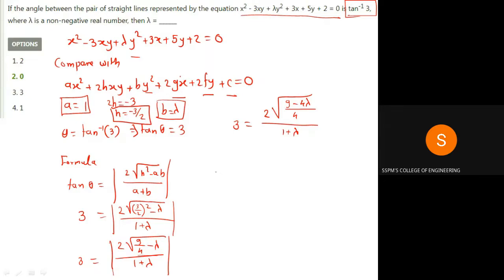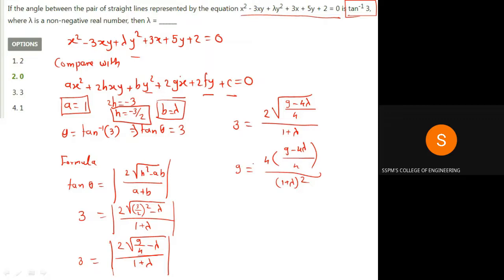Okay. Now we will square all these terms. What is 3 square? It is 9. What is 2 square? It is 4. And what is remaining inside the bracket? 9 minus 4 lambda divided by 4 divided by 1 plus lambda square. So we just squared all the terms.